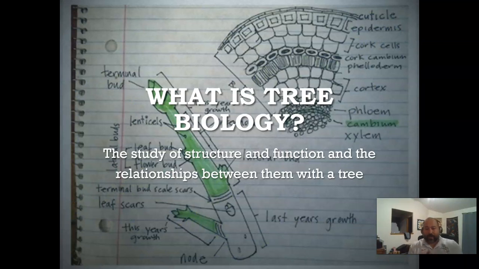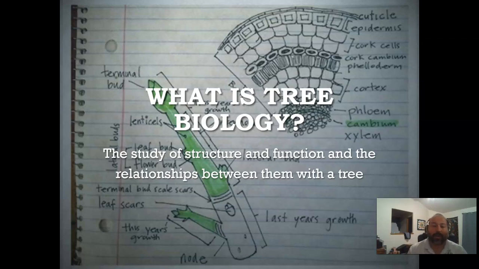So what is tree biology? Kind of simple, right? Hopefully these things aren't going to be too hard, but maybe for some of you this is all very rudimentary and a lot of repeat, which is great. For some of you this is maybe the first time you're going over it or learning about it. Also, no big deal. We're going to cover it, and hopefully you get something out of it. When we're talking about tree biology, we're talking about the study of the structure and function and the relationships between them within a tree. So how does all the stuff in the tree work?